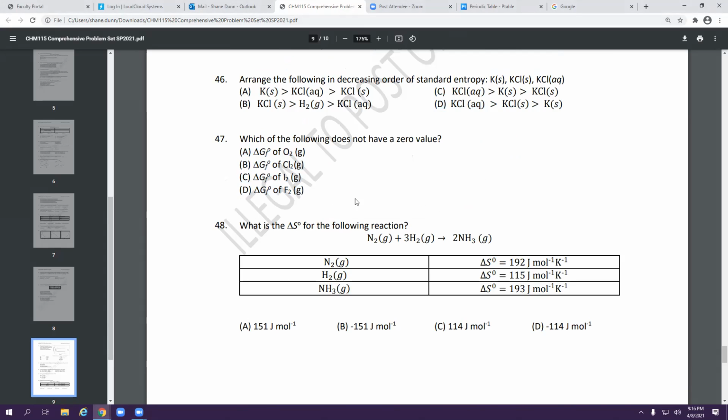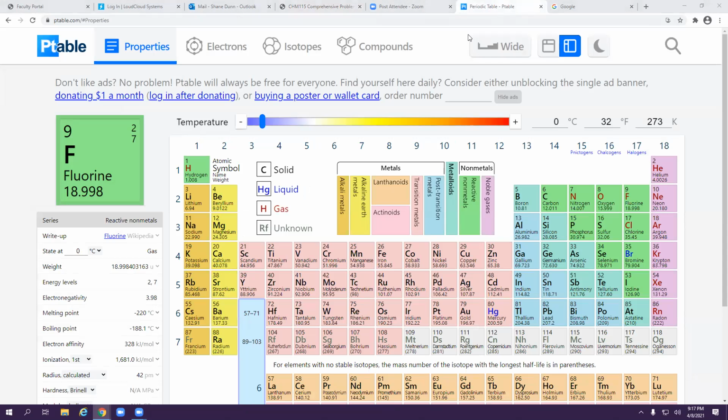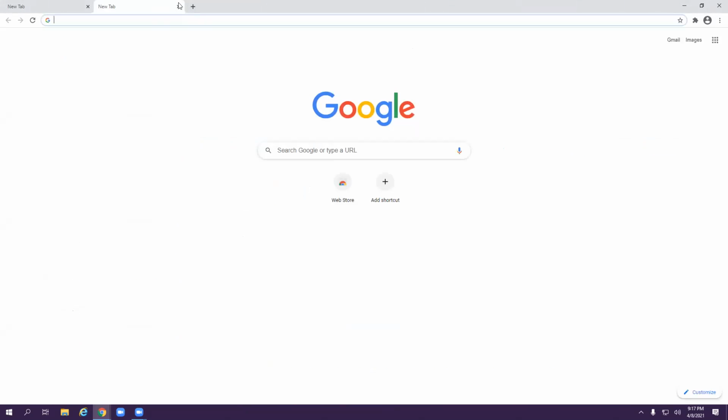So which one does not have a delta G value of 0? Exactly. There is a weird, obscure rule you do not need to know about. The answer is C. It's iodine. It's just a weird rule because of where it's located in the periodic table. It's located far enough down where it can start doing some weird things. You can break the octet rule and be annoying.